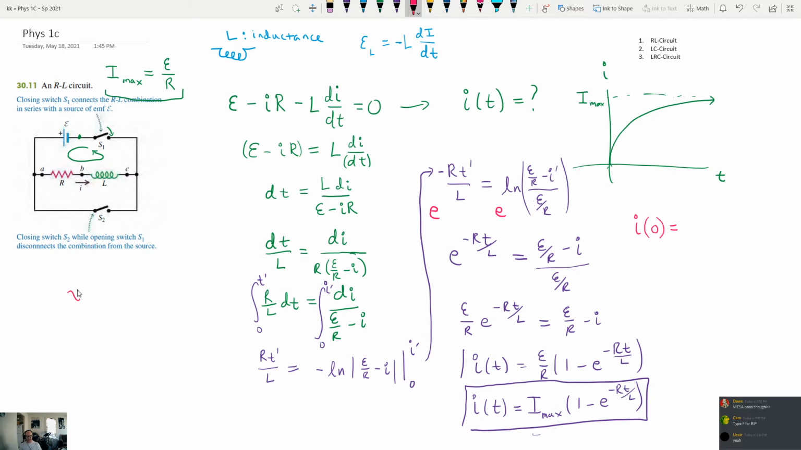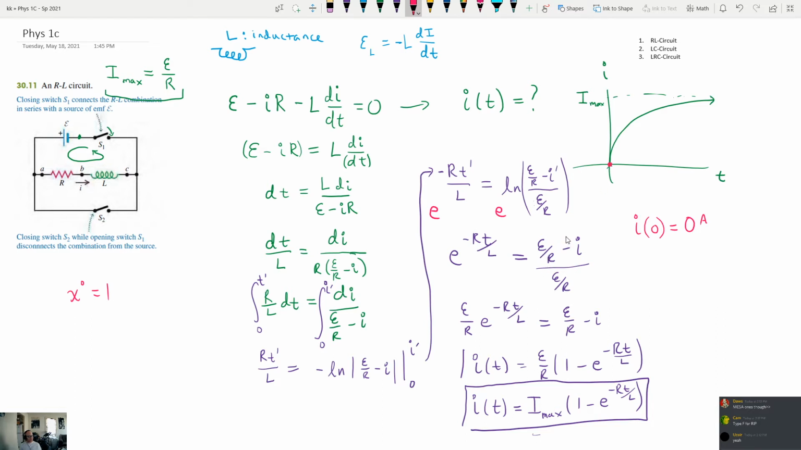You raise anything to the power of 0, you get 1. It's kind of a definition. So if I do 1 minus 1, then I get 0, right? So the current at time equal to 0 is 0 amps. So that's on our graph, right?